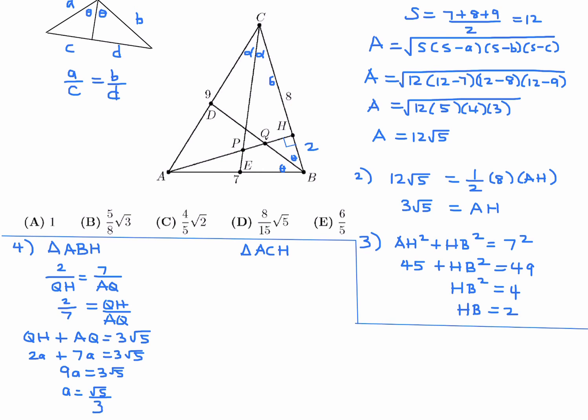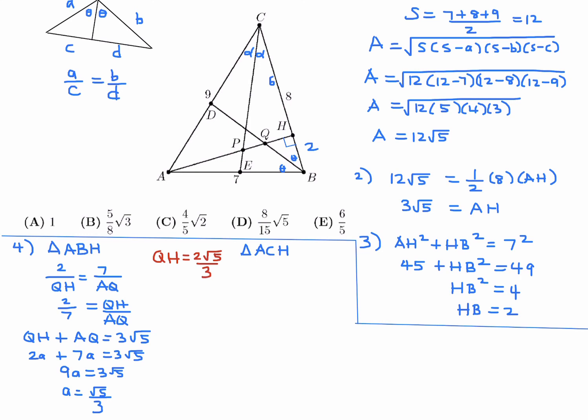That's very helpful because now we can calculate one of these. Either one. Let's calculate QH. Well, QH is designated 2a. So QH is 2 times a. A is root 5 over 3. So QH would be 2 root 5 over 3.